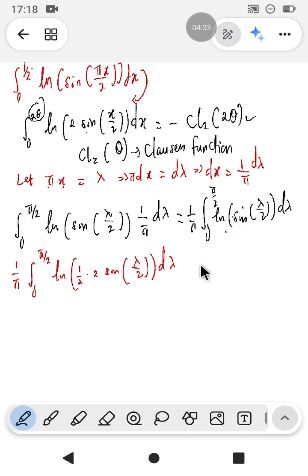So it's not changing anything, it's just a matter of manipulation, all right? So that this integral will look exactly like this integral. I hope we are getting it.